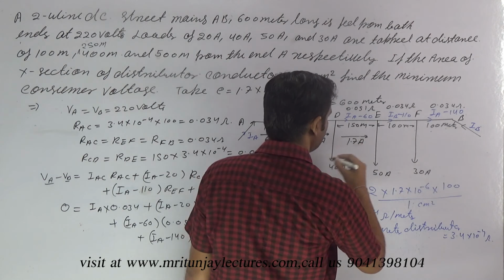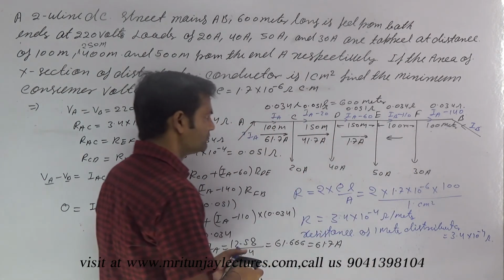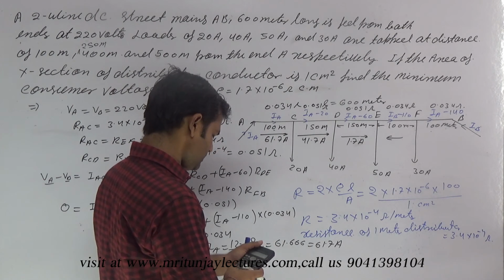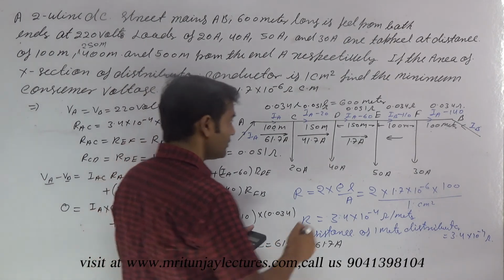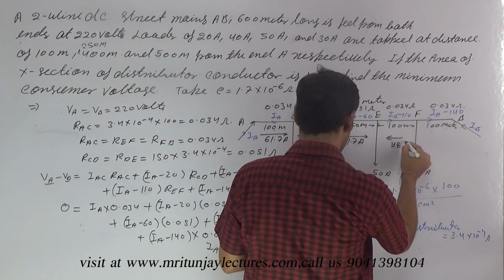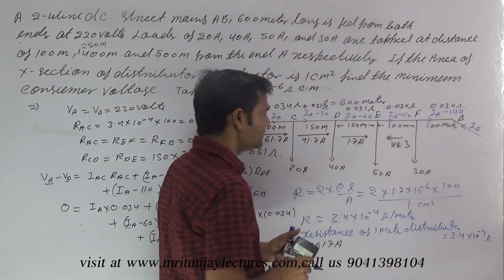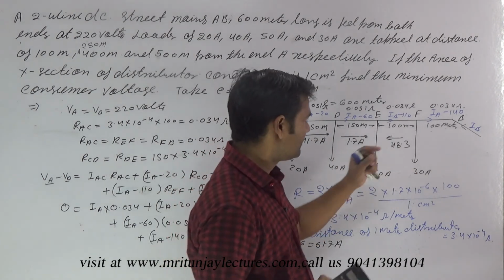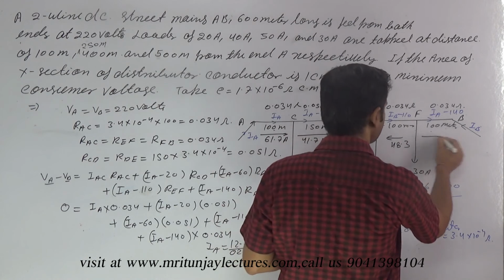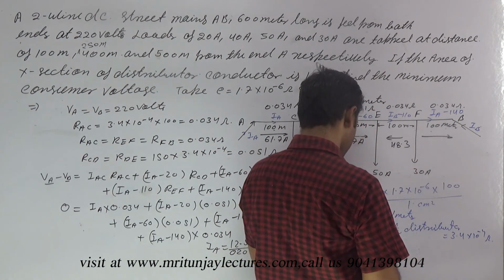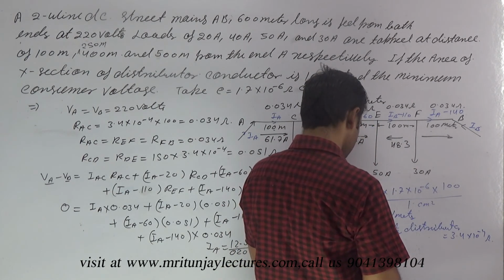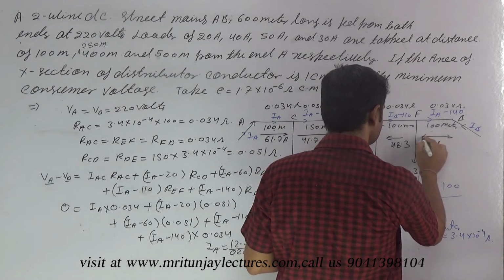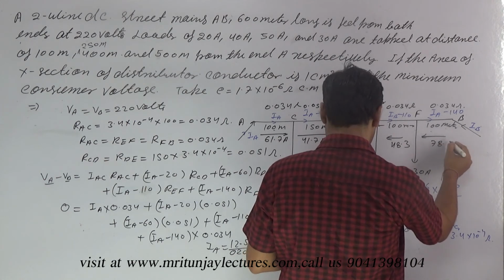And here, 110 minus 61.7, that is 48.3. This one is negative, which means the direction of this one is opposite. Okay, now the next one: 140 minus 61.7, that is 78.3 ampere.